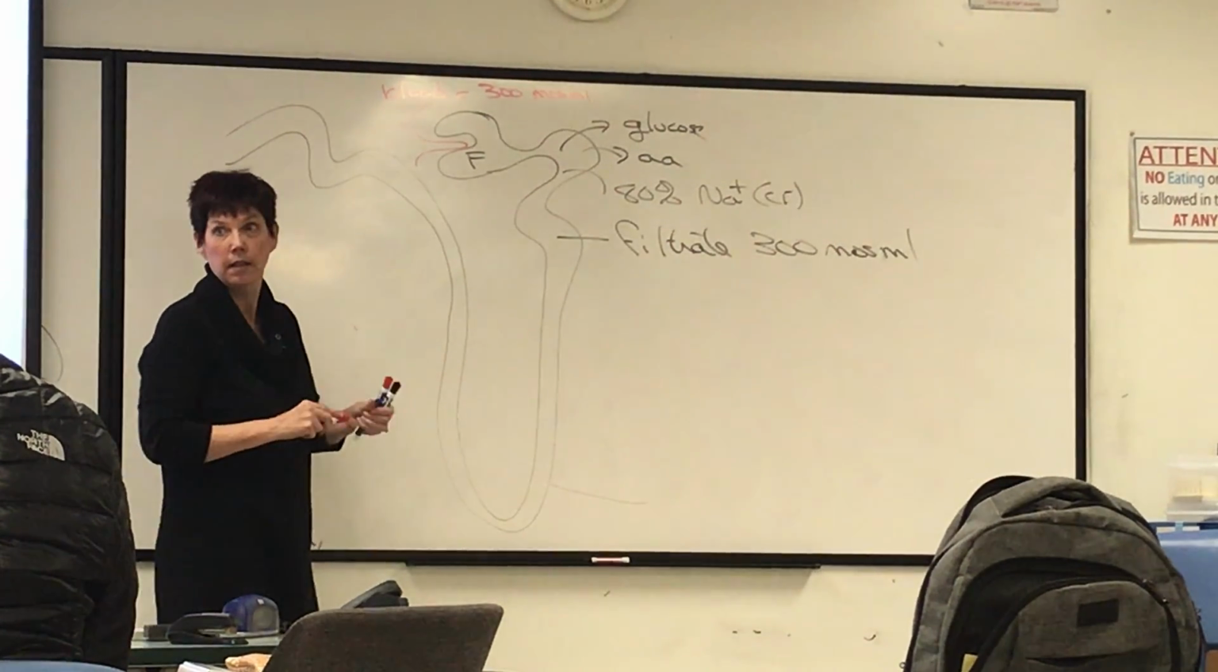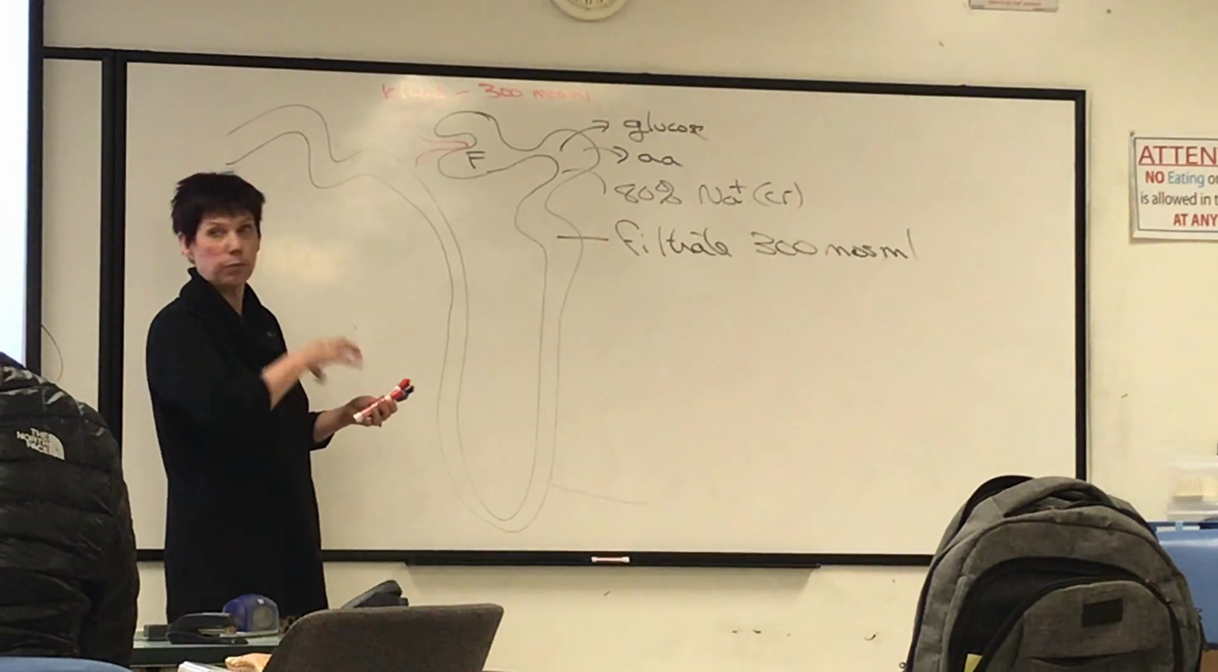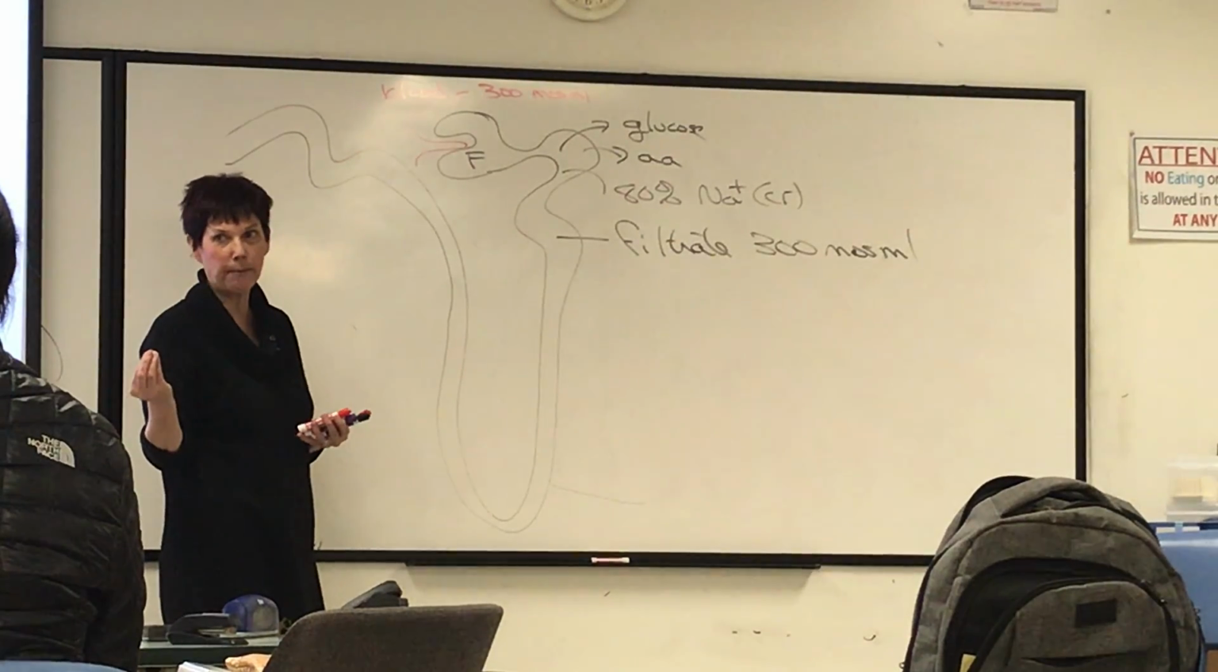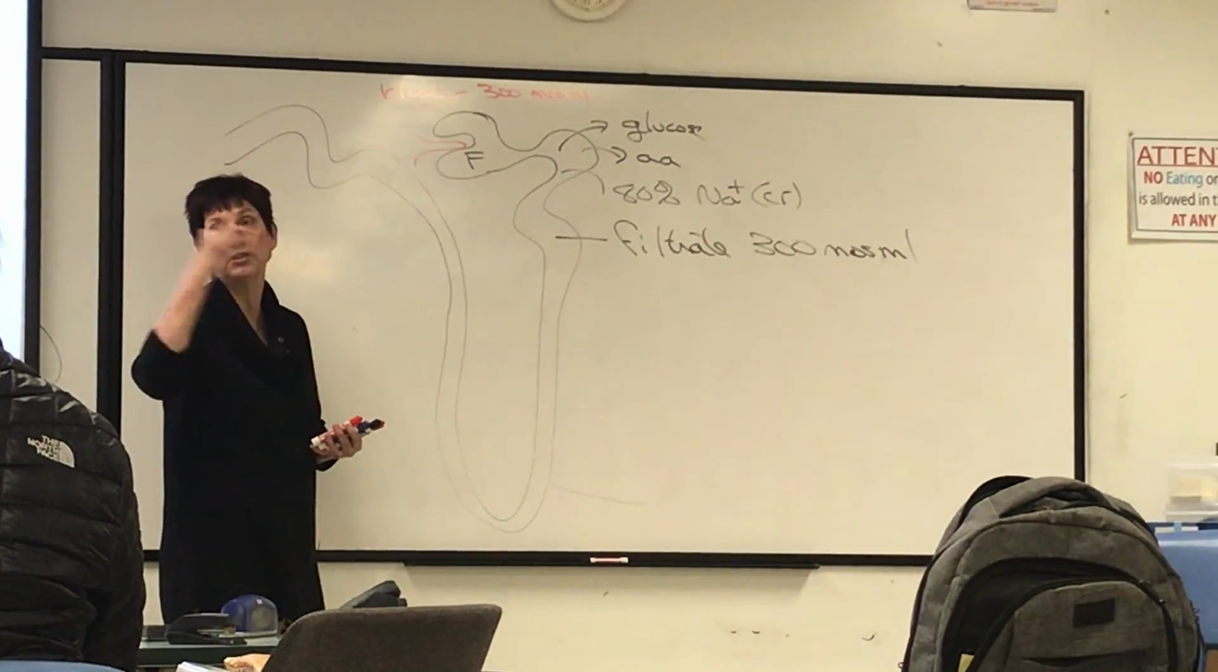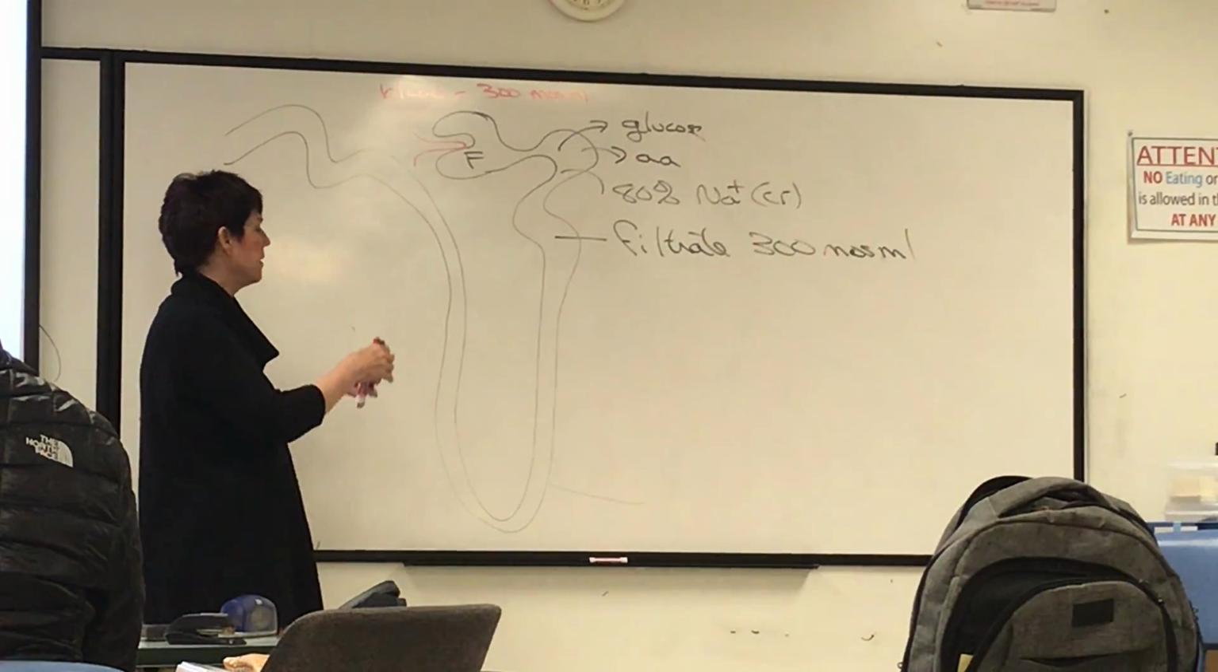All right? So 300 milliosmoles in our filtrate. This is after reabsorption, right? Because water moves with it. So just because we're taking out particles doesn't mean it becomes more dilute. Water will move out with it. So our concentration stays the same.